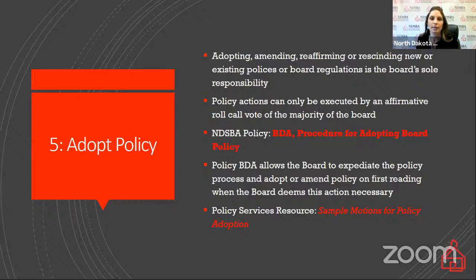When an expedited process is used, 2 readings or meetings need to be held to adopt or amend the policy. Reasons for expediting the process may include compliance with legal requirements, adoption of a new district process, outdated policies, or changes in the designated individual or title. The NDSBA does have sample motions for policy adoption and presentations that explains these policy actions in more detail and the board's role when adopting or amending policy on the Policy Services website.